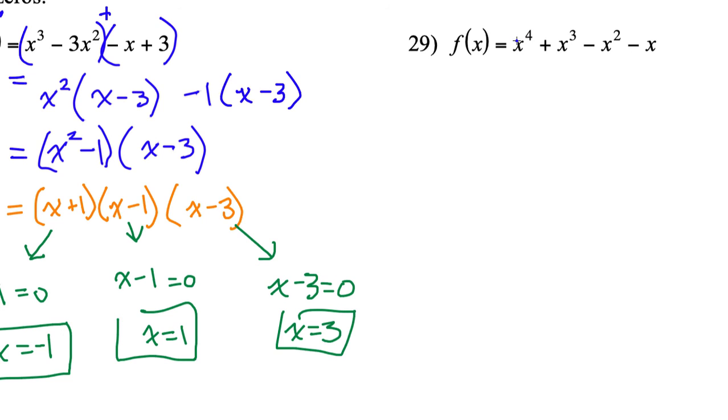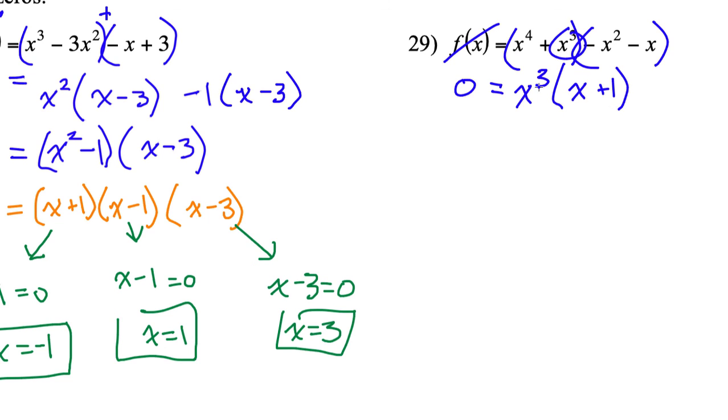All right, so again, I have 4 terms, so I need to factor by grouping. I'm going to change the f of x to a 0 because I'm finding the zeros. I'm putting parentheses, parentheses, parentheses, parentheses. 0 is equal to, factor out the greatest common factor. The greatest common factor in this case is x to the power of 3. What's left over when I factor out x to the power of 3 is x to the power of 1 plus 1. Again, x to the power of 3 divided by x to the power of 3 is 1.